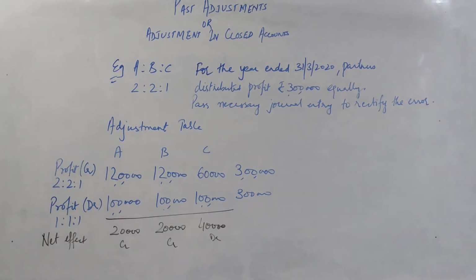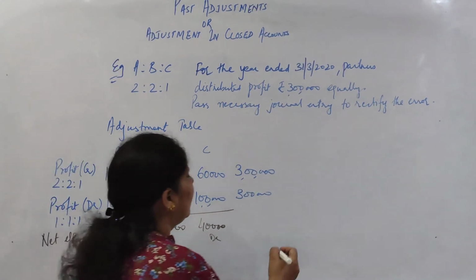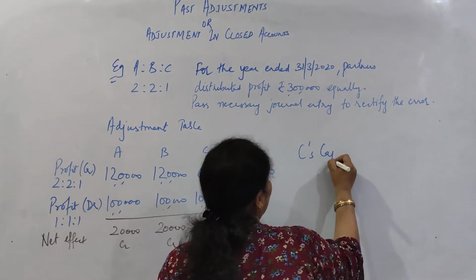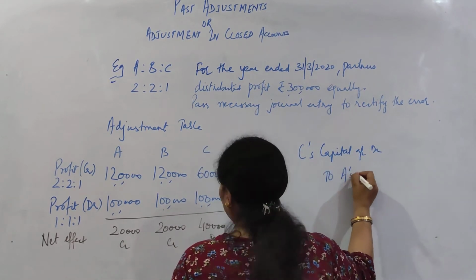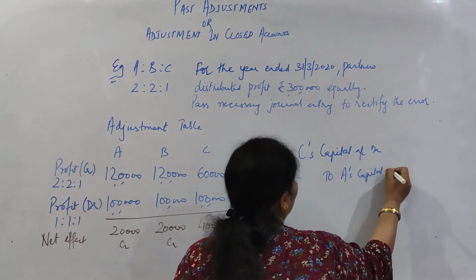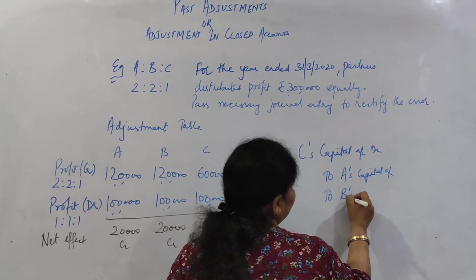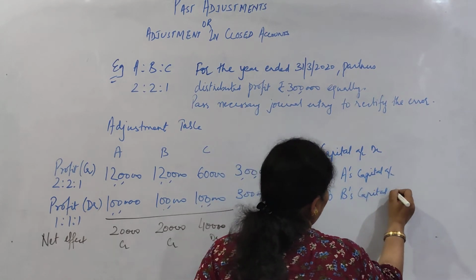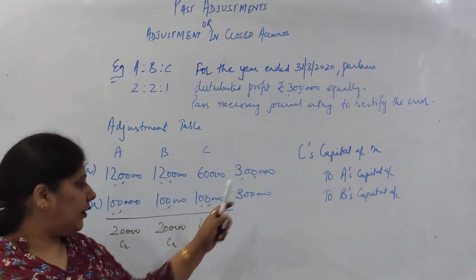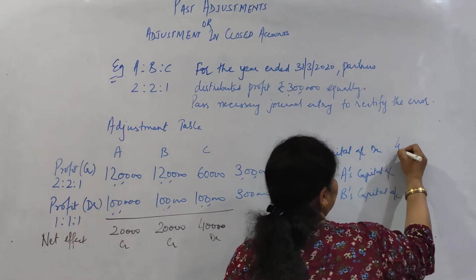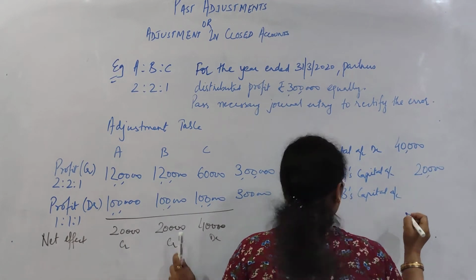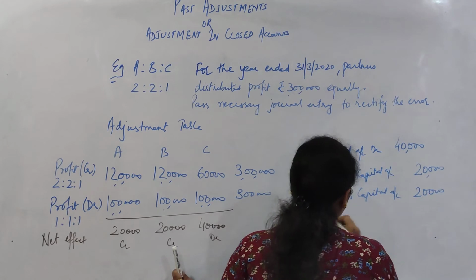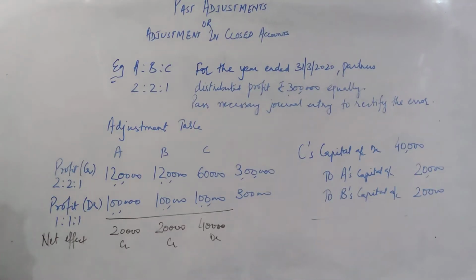So we will pass entry as C's capital account debit. Now adjustment entry will be C's capital account debit to A's capital account, to B's capital account. C's capital account debit 40,000 to A's capital account credit, we will credit it by 20,000 and B also 20,000, and you will write narration being rectifying entry passed to redistribute the profit in correct ratio.